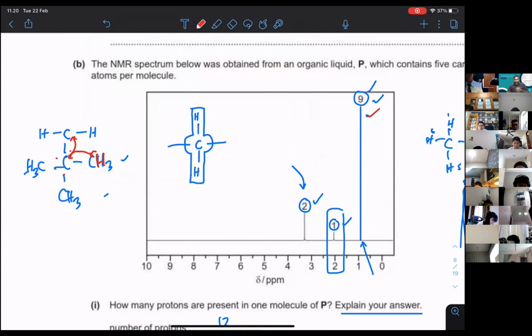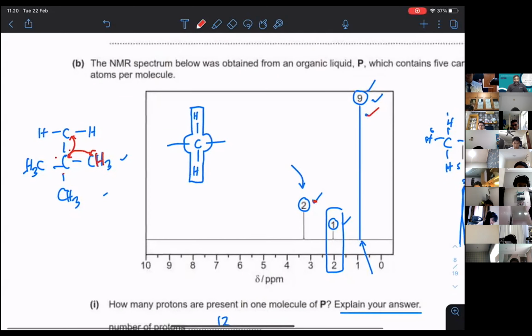And if you look at these two also, there is no splitting. Why? The carbon attached to here has no direct hydrogen. That's why it's a single peak.